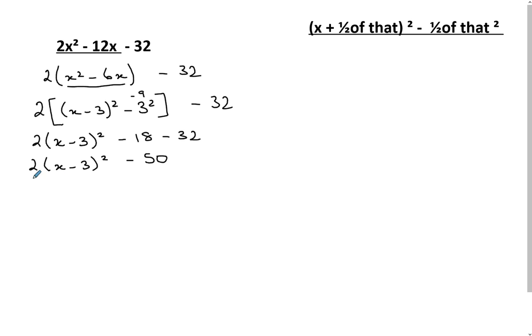So that is your completed the square expression, and your minimum point is the value of x that makes that 0. So it's 3, and you've got minus 50.